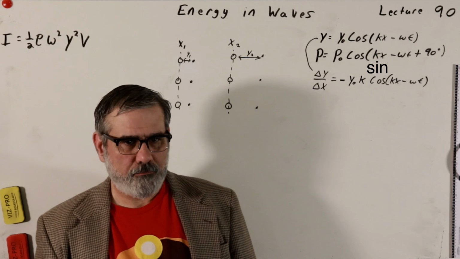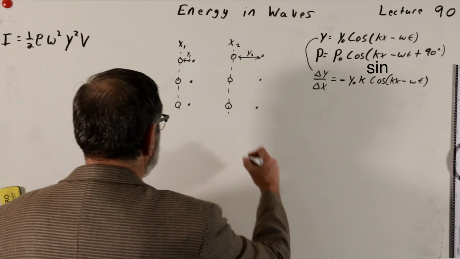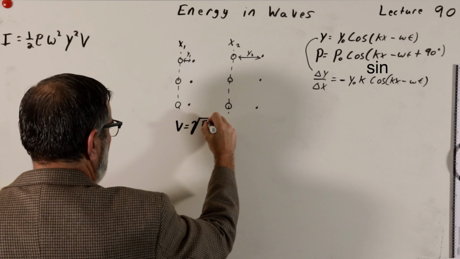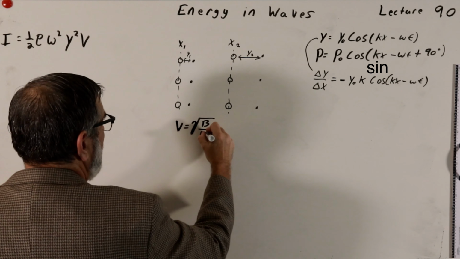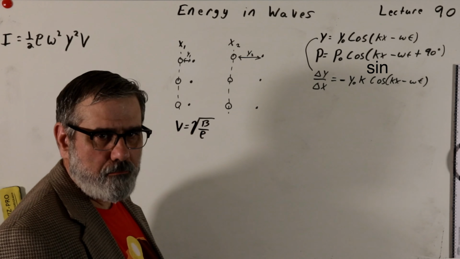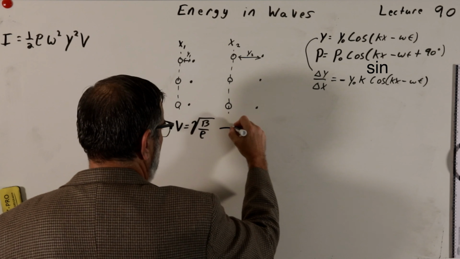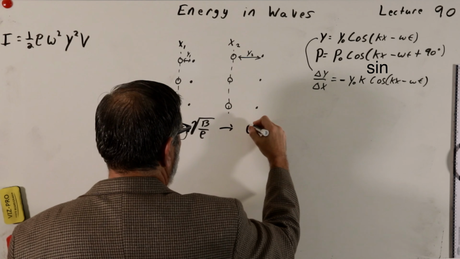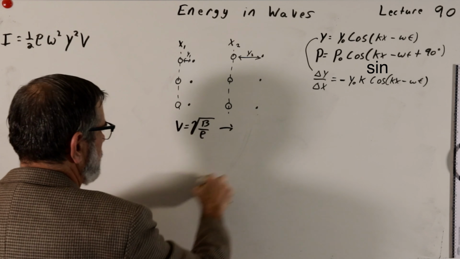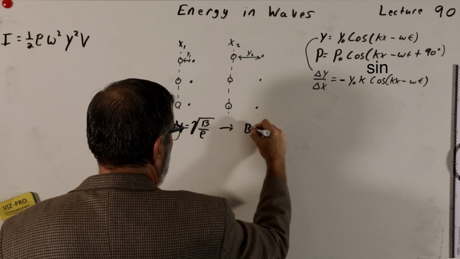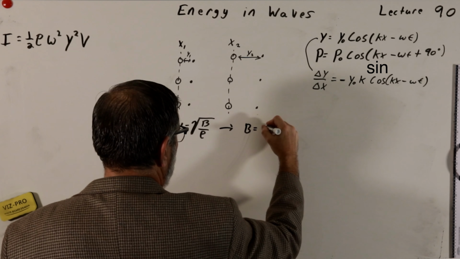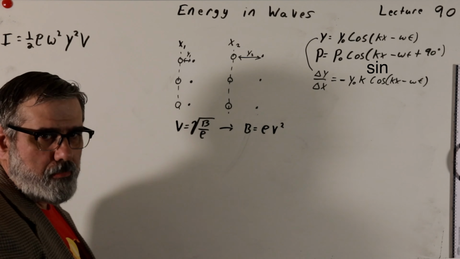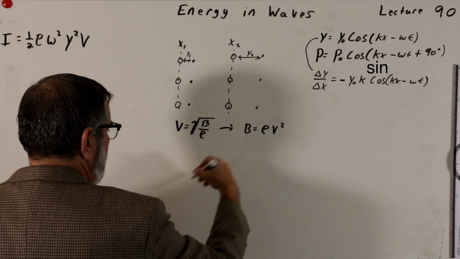Well, the velocity is equal to the square root of the bulk modulus divided by the density, rho. So another way to express that is to say that B, the bulk modulus, is equal to rho times v squared. And remember what the definition of this is.